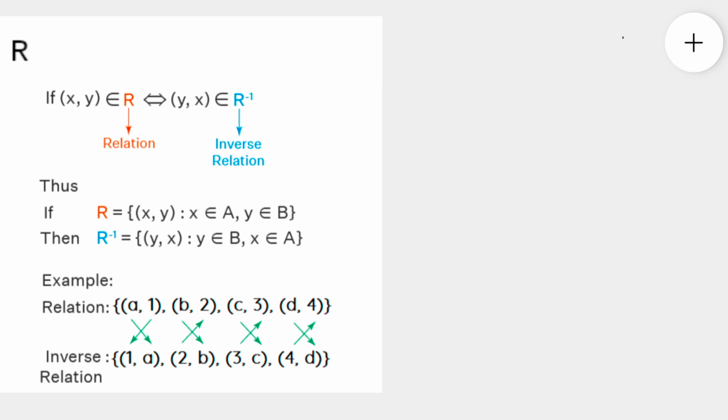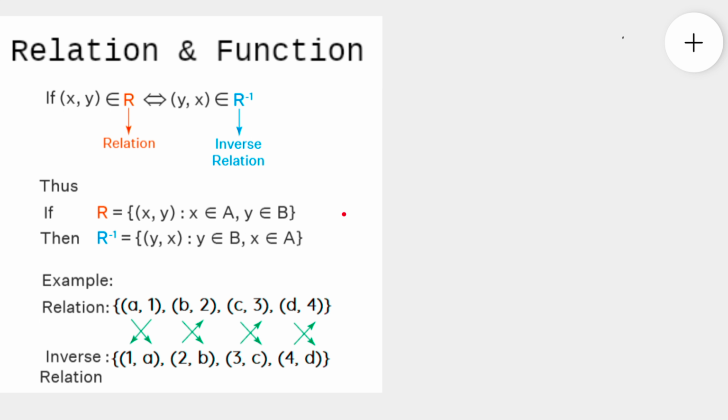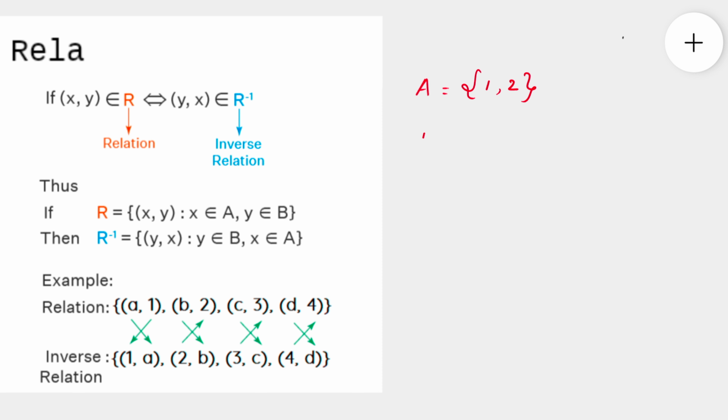First of all, let us understand what we mean by inverse relation. Let me explain with a very simple example. Suppose we have a set A that contains two elements, 1 and 2, and we have a relation R, which has only one ordered pair, that is (1, 2).